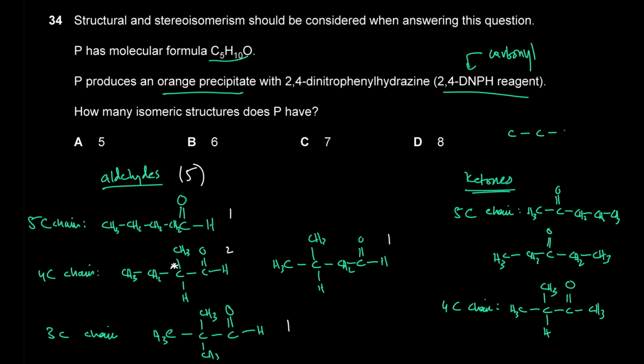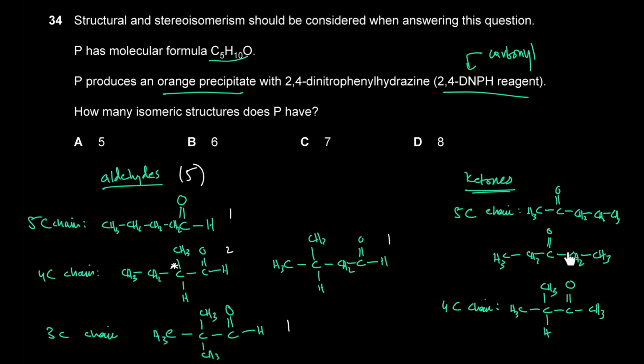And we can't have a 3 carbon chain, because if we have a 3 carbon chain, there's no place that the ketone can go. The C double bond O can only go on the ends, which would then make it an aldehyde. So these are the only possibilities that we have for ketones. So these are the 3 structural isomers that we have for ketones.